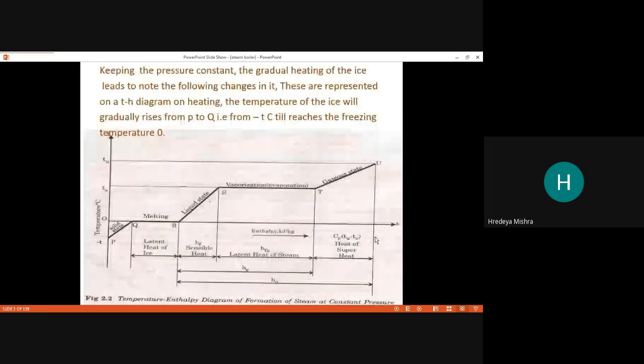So you can see how the phase changes. If the temperature is changed, we can see here how the phase is changing according to the temperature change.